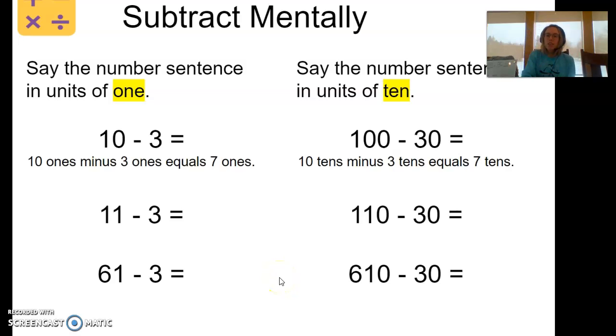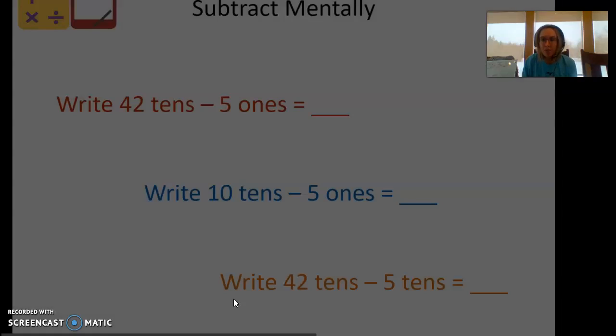Excellent. So this problem right here you would probably see as 11 tens minus 3 tens equals 8 tens. If you look right down here, you would see that 61 tens minus 3 tens equals 58 tens. Awesome, awesome job. Okay, we're going to keep moving along.